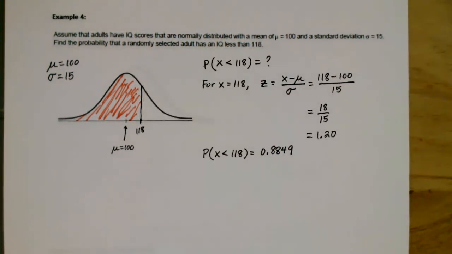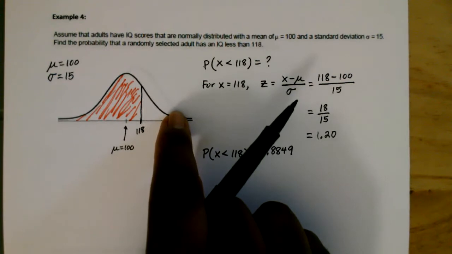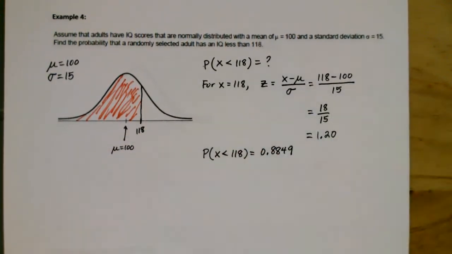Now, of course, you have to convert to a Z-score and then use table A-2 to find the appropriate probability value. And keep in mind, if you were looking for the area to the right, where this was a probability that X is greater than 118, then you'd take this and subtract it from 1.